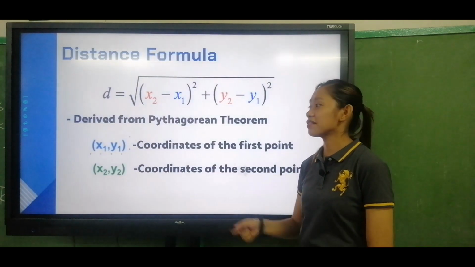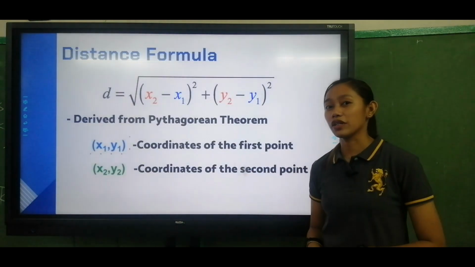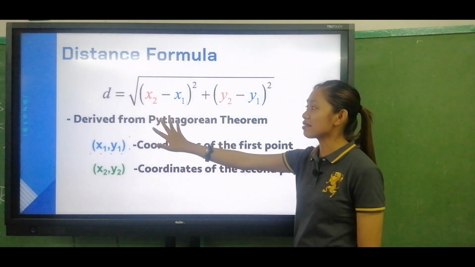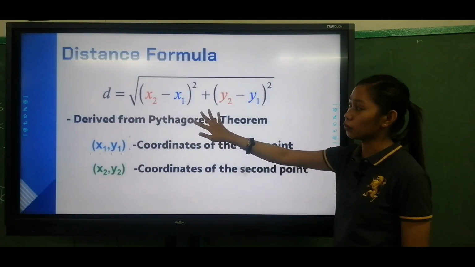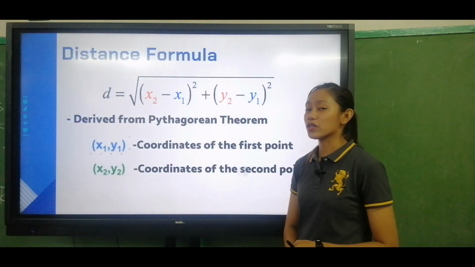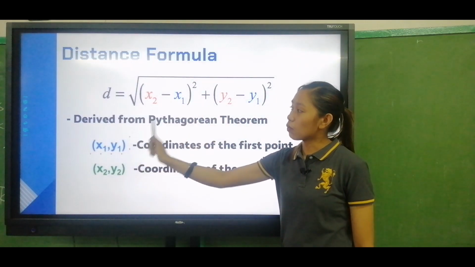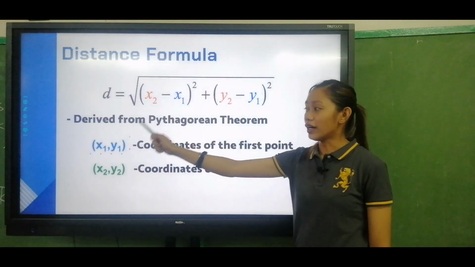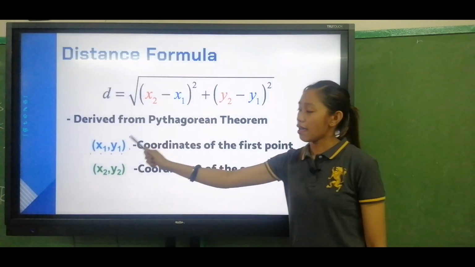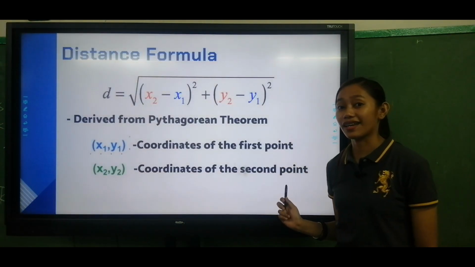The distance formula is derived from the Pythagorean theorem. It is your topic during your grade 9. So, the formula is d equals the square root of x sub 2 minus x sub 1 squared plus y sub 2 minus y sub 1 squared, wherein x sub 1 and y sub 1 are the coordinates of your first point, and x sub 2, y sub 2 is the coordinate of your second point.